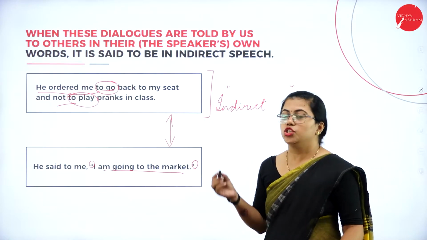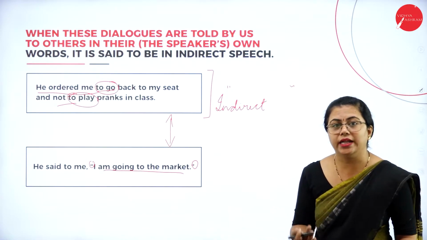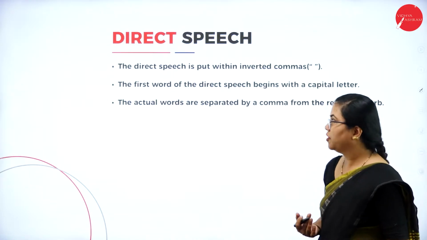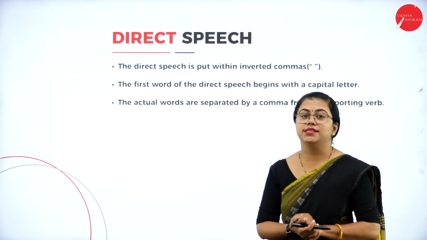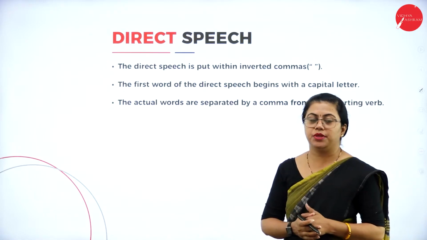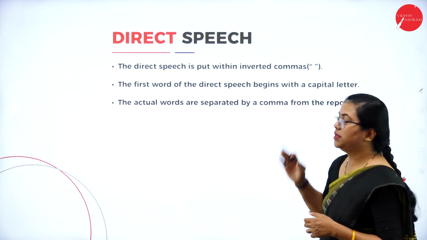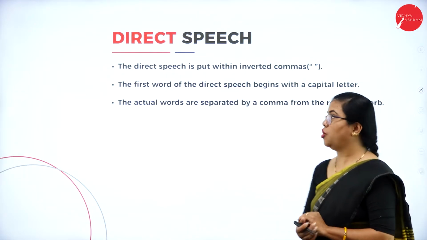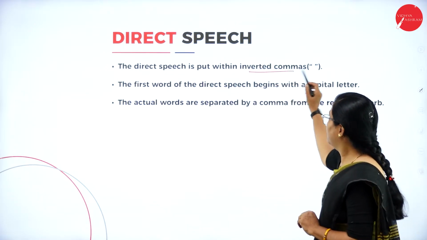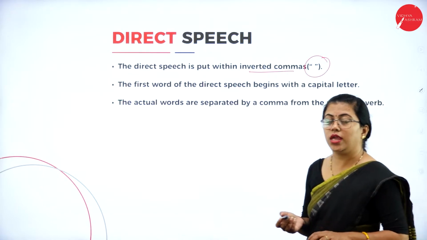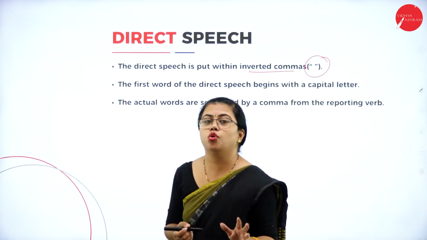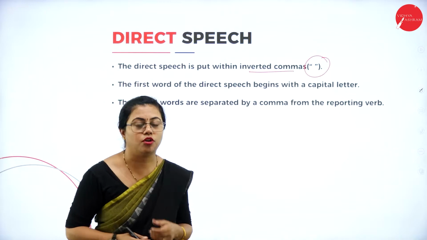Fine. So now you got to know how you write direct and indirect speech here. We'll now understand what is direct speech, what is indirect speech, the meaning of direct and indirect speech. Direct speech is something which is put in quotation marks or within inverted commas. Inverted commas are these. So these inverted commas show us that they are the exact words of the speaker.